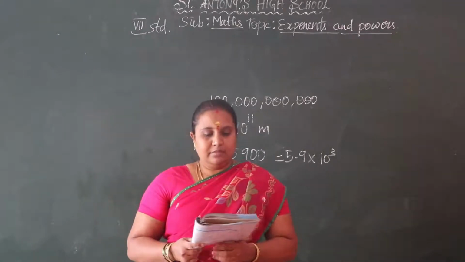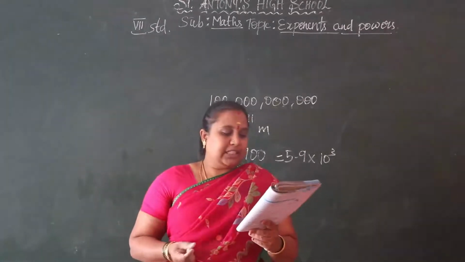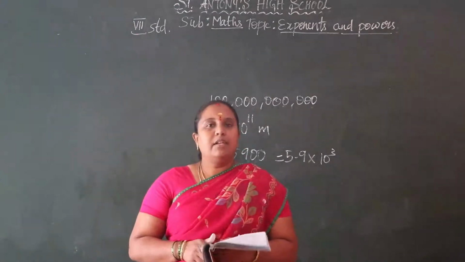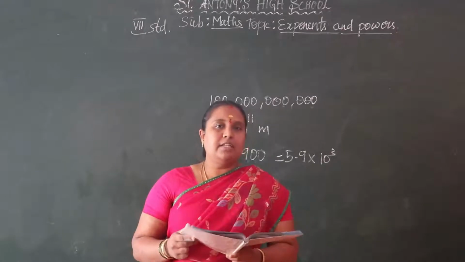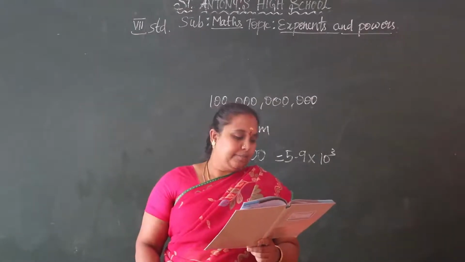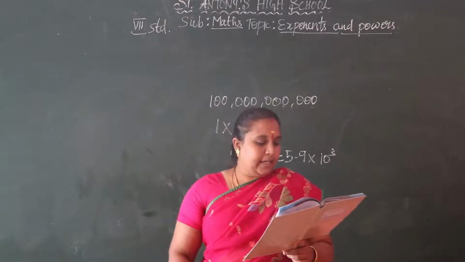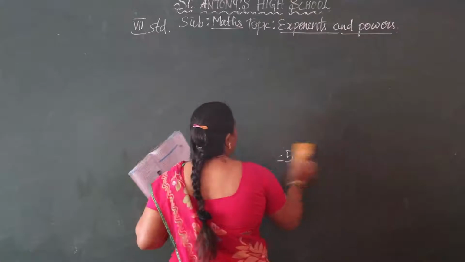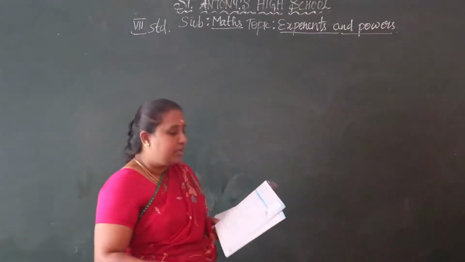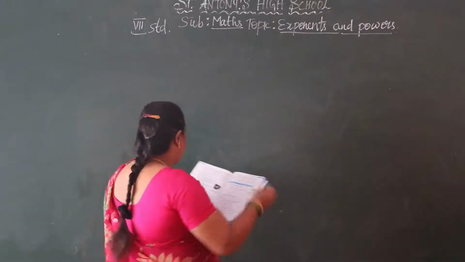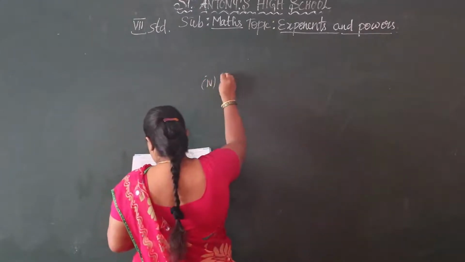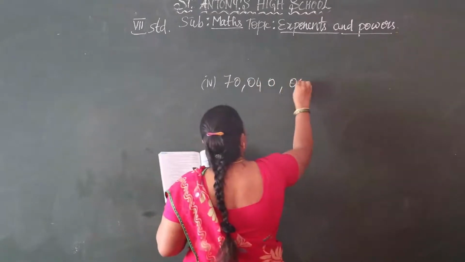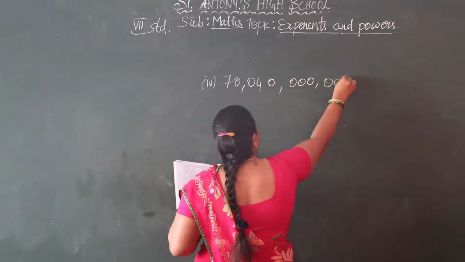Then example 13 is given. That is, express the following numbers in the standard form. The numbers are given in this example, and we have to write them in exponential form. I am taking the fourth one in example 13. Other than that, you have to write yourself in your rough notebook. The fourth one: 70,040,000,000.